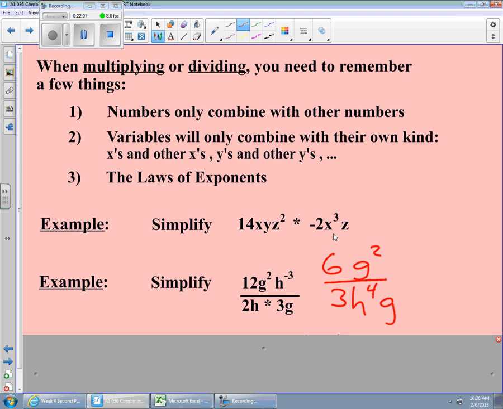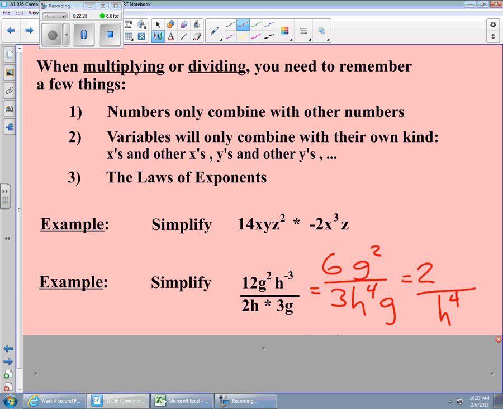Well, let's just deal with the numbers first. 6 divided by 3, what's that? 2. So got a 2 now. Now we've got 4 h's in the denominator. Seems pretty unlikely that we're going to be able to do anything about that.